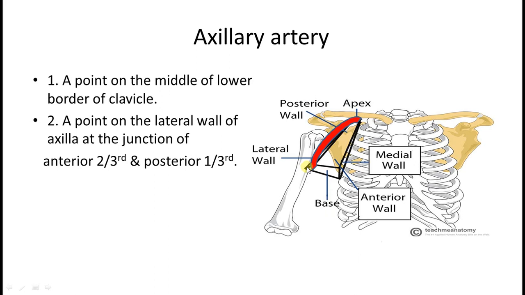Now if the arm is abducted 90 degrees, then you connect these 2 points by a straight line instead of a curved line. Okay, so that is about the surface marking of the axillary artery.